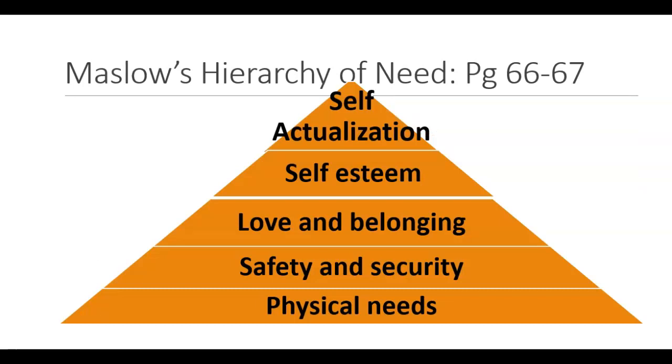Maslow's hierarchy of needs. This is just a pyramid that shows what our biggest needs are. Our biggest needs that have to be met are obviously the longest line there, the physical needs, and the top being self-actualization.